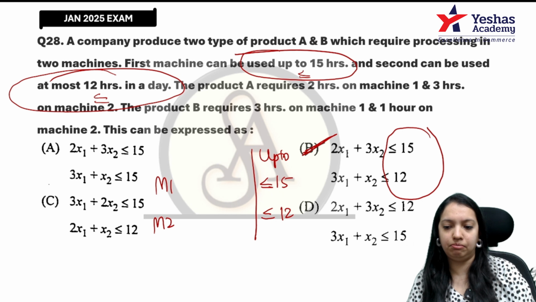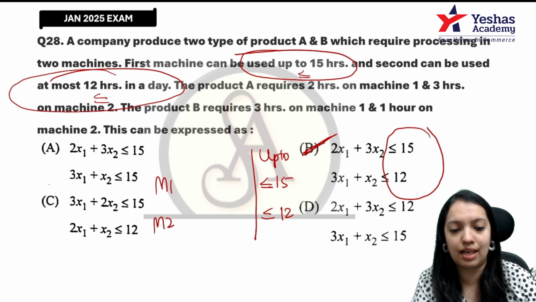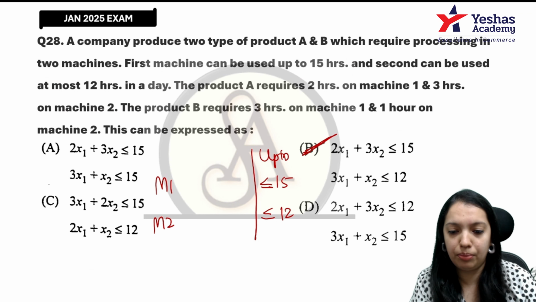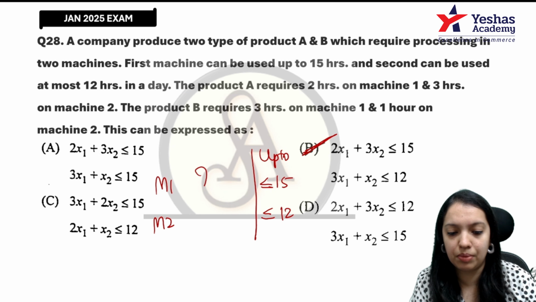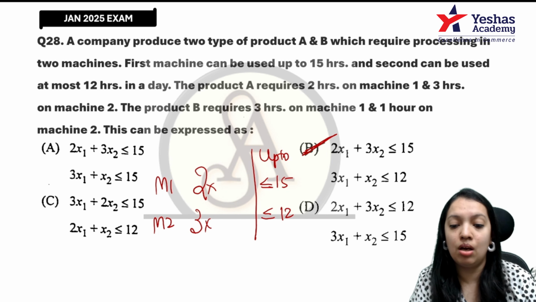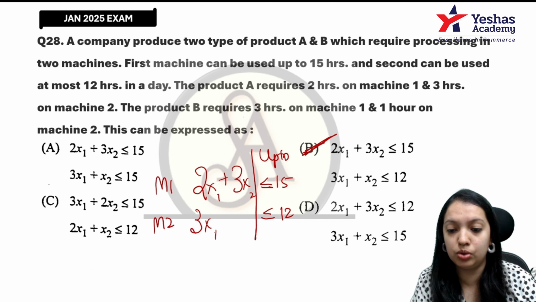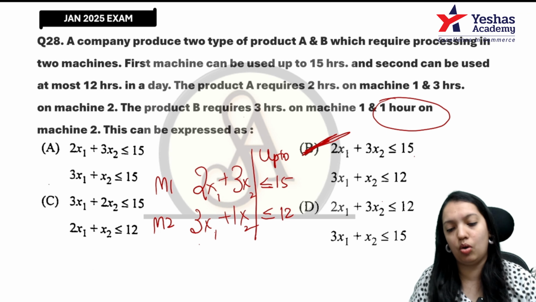Next. Yeah, even option C is there. Let's put up other information as well now after this. Product A requires 2 hours on first machine and 3 hours on second machine, 3x. Product B requires 3 hours on first machine, this is 1 and 1, this is 2, and 1 hour on second machine, 1x2. So both these conditions are satisfied in option B.